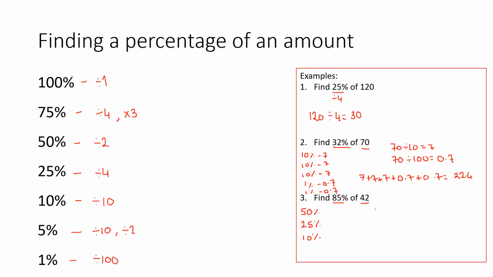So 50% of 42 is going to be 42 divided by 2, which gives me an answer of 21. 25% is going to be 42 divided by 4. So 42 divided by 4 gives me an answer of 10.5. And then 10% is 42 divided by 10, which is equal to 4.2. Now to find the total of 85%, all I have to do is 21 plus 10.5 plus 4.2, and when I do that, I get an answer of 35.7. So 85% of 42 is 35.7.